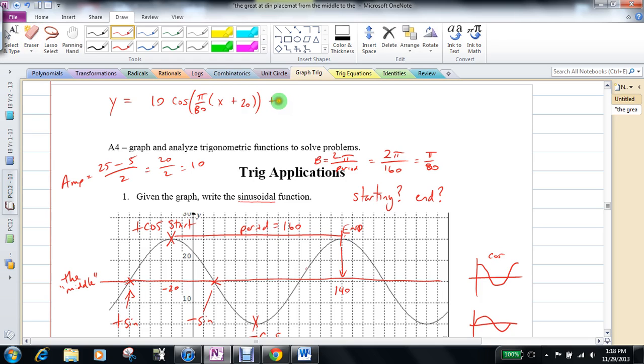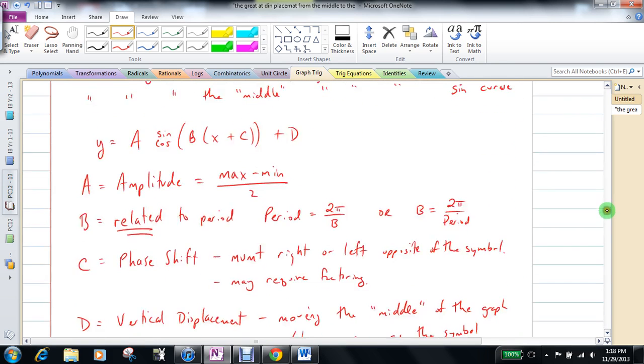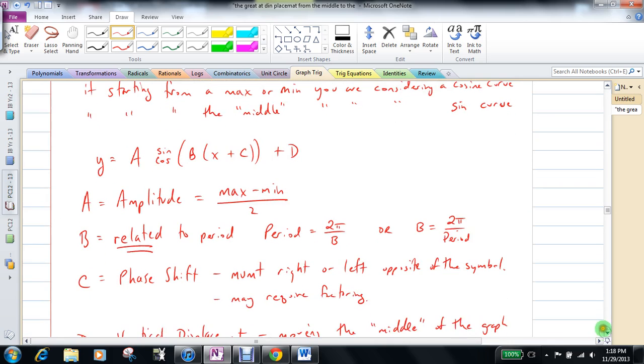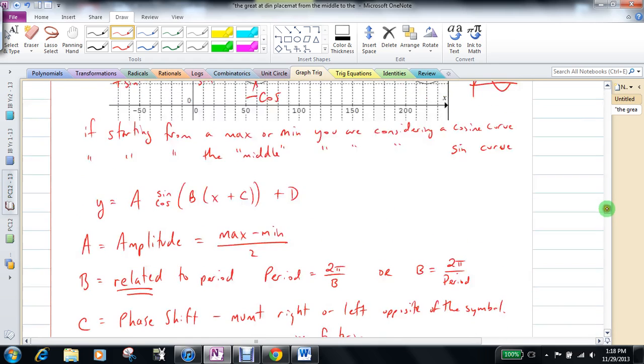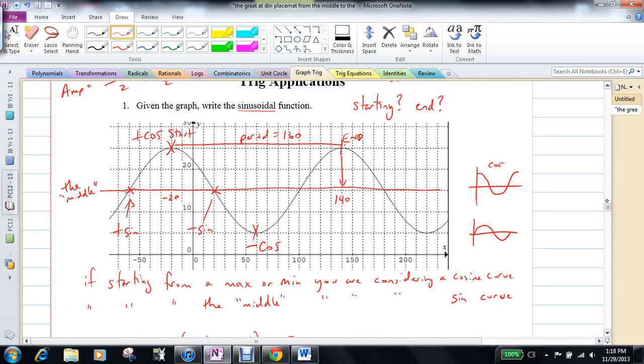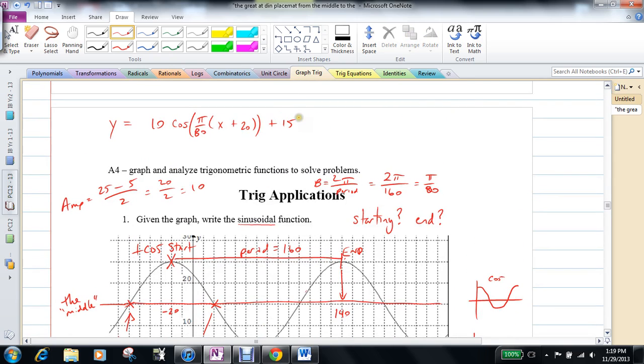And lastly, our D, our vertical displacement. Bad habit here is for people to say that my vertical displacement is 25. That is not true. The vertical displacement is based upon the middle of the graph. Where is the middle of this graph? Well, it's been moved up. It typically is at 0. It's typically on the x-axis, and the middle of the graph has been moved up to 15. So my D value is 15. It's plus 15 because it's been moved up.